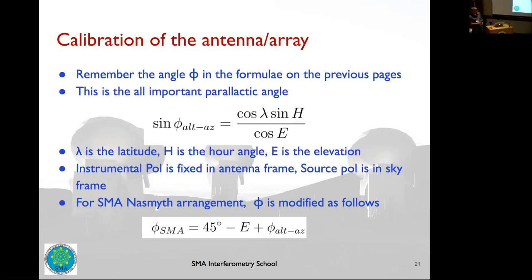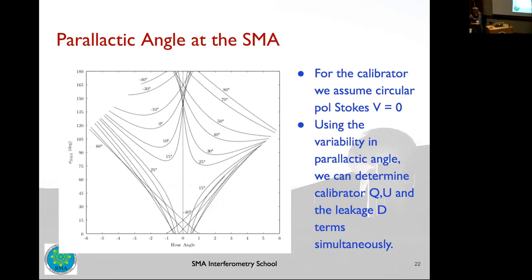But at the SMA, we don't have an alt-az telescope, we have a Nasmyth mount, so we have to modify this parallactic angle by this formula. But again, we know all these terms. Given that, we can plot that for different source declinations, and you'll notice that the maximum change occurs at around transit. So typically when you're making polarization observations, you try to observe a polarization calibrator around transit, typically within a couple of hours. It doesn't have to be contiguous, but it has to be strong enough. Remember, we use the big four: any calibrator from the big four, 3C 273, 279, 84, and 3C 454.3.